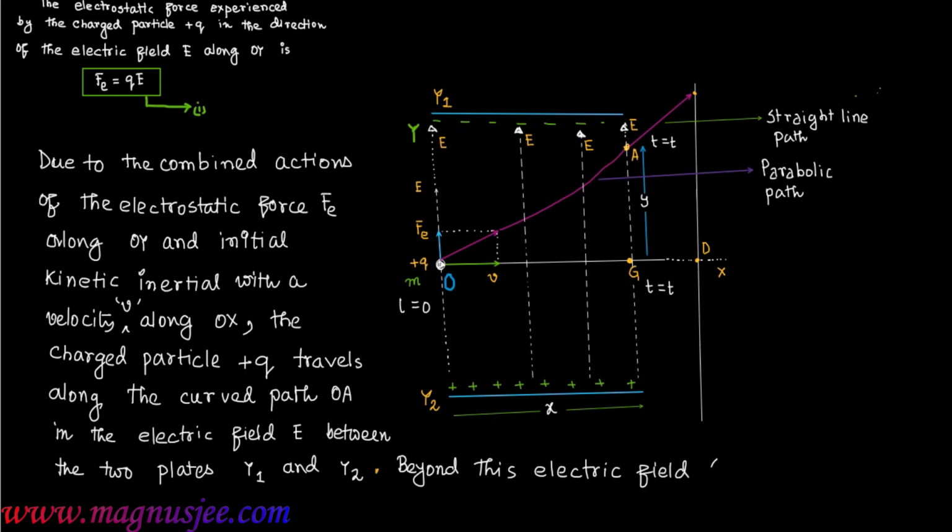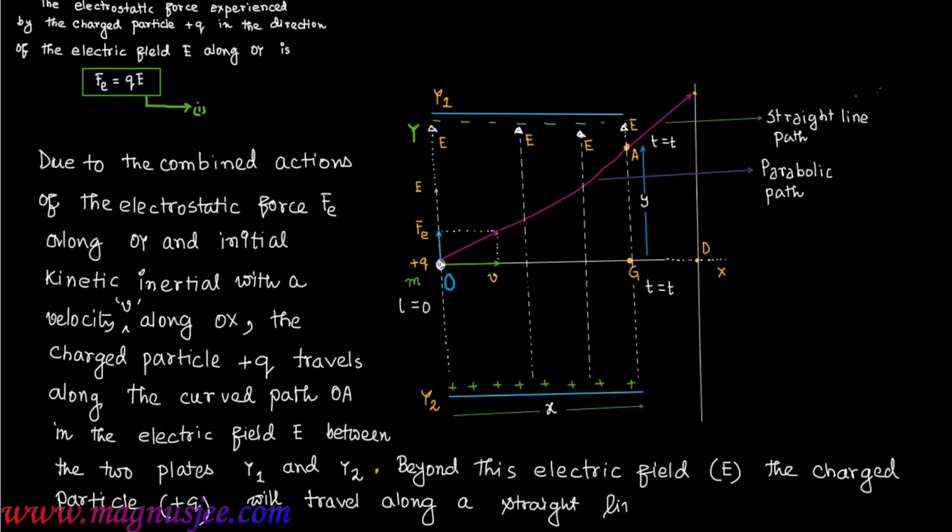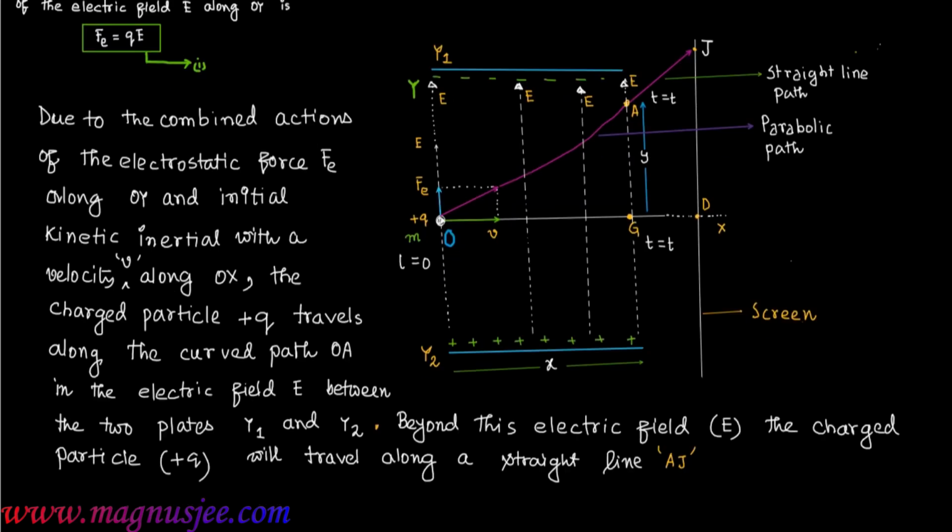Beyond this electric field, that means beyond the point A, the charged particle plus q will travel along a straight line AJ. This is the screen on which the charged particle will strike.